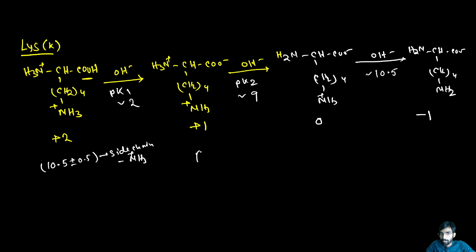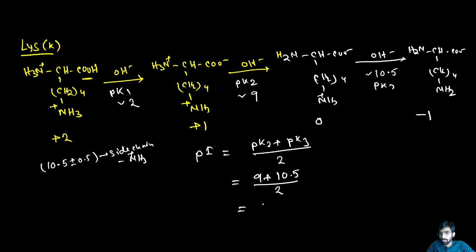If you calculate the pI here, it will be pK2 plus pK3 divided by 2. That means 9 plus 10.5 divided by 2. That means 19.5 by 2. That's around 9.75.